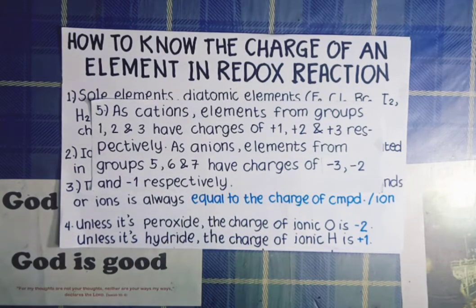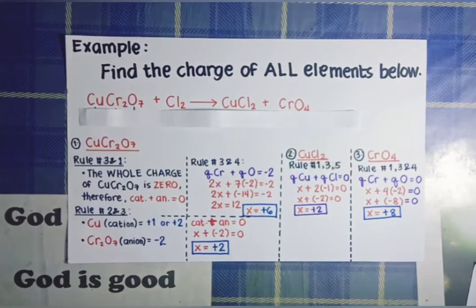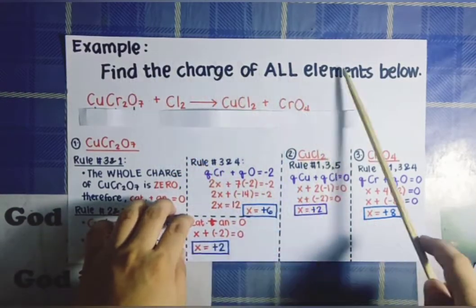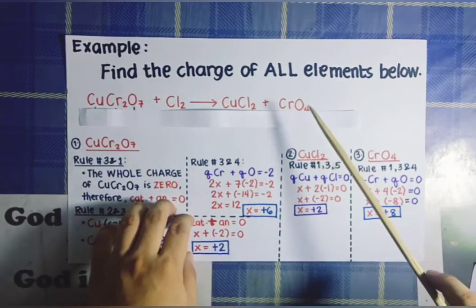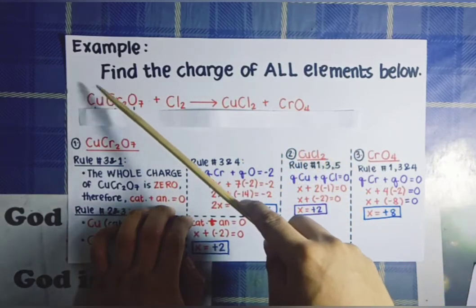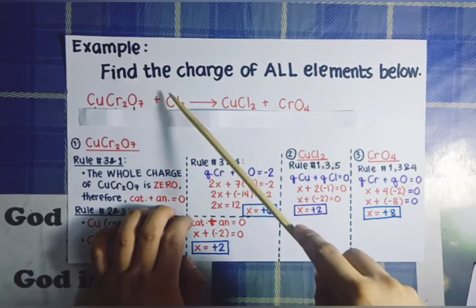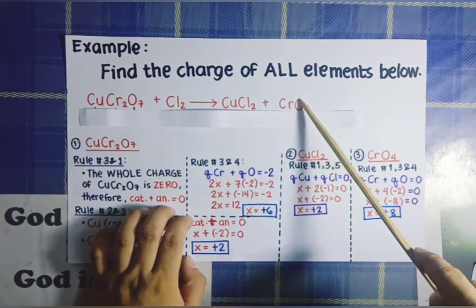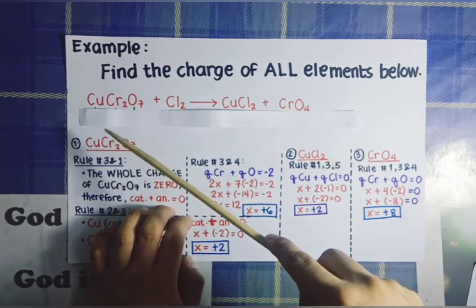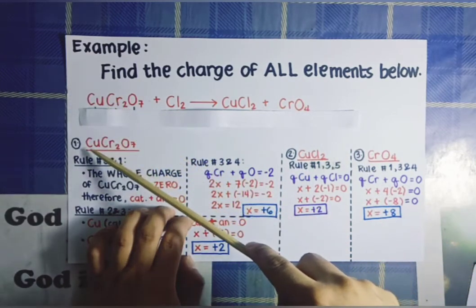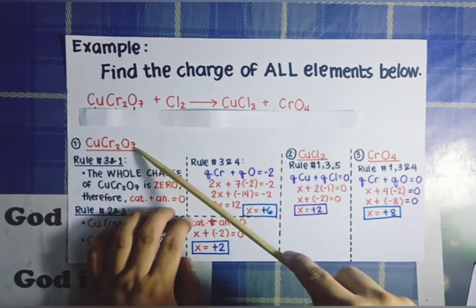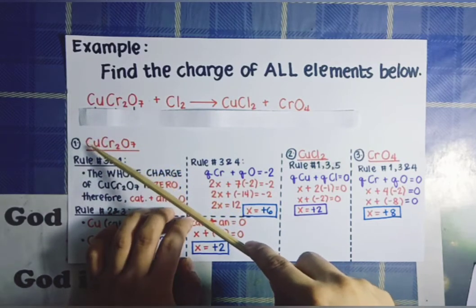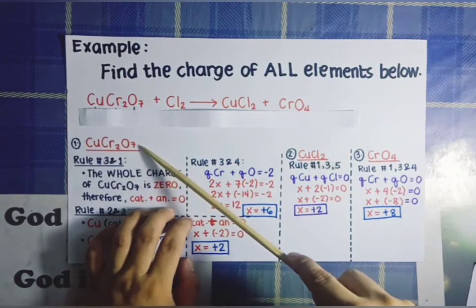Now, let's give an example on how we can use these rules in determining the charge of an element in redox reaction. In this example, we are required to find the charge of all the elements in our redox reaction below. We have the elements copper, chromium, oxygen, chlorine, another copper, chlorine, another chromium, and oxygen. Now, for the first one, let's have the copper dichromate, or CuCr2O7. We are going to find the charge of copper, chromium, and oxygen in copper dichromate.